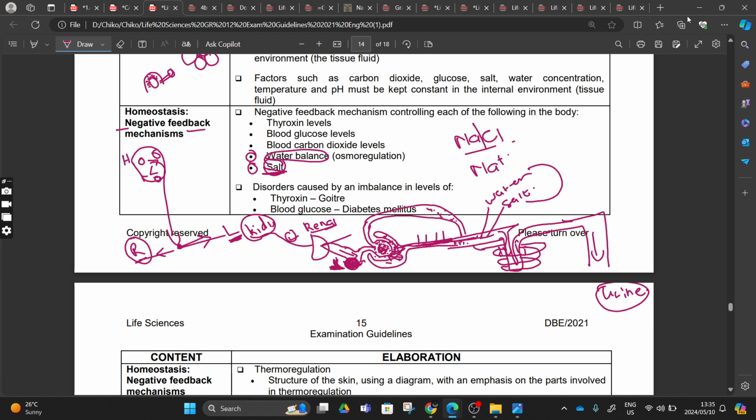That receptor is going to create an impulse and send that impulse to the hormone we talk about called aldosterone, right? From the adrenal gland on top of our kidney there.